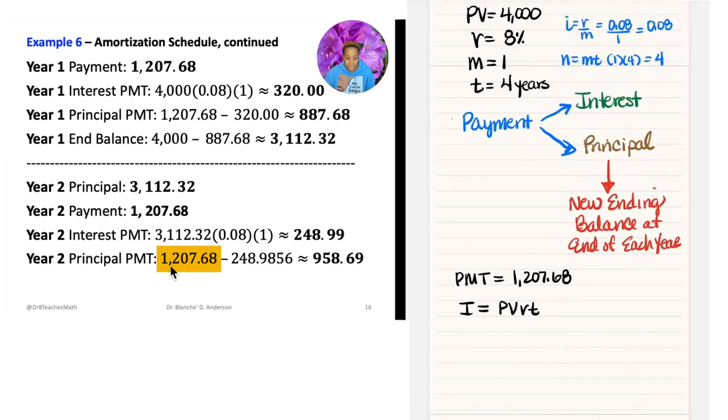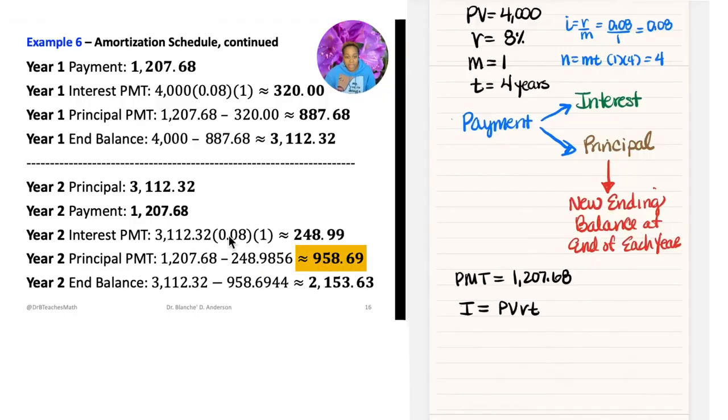So I made my payment. I'm going to subtract the amount that goes to the interest. Once I subtract that, I'm left with the amount that goes to the principal. And then I take what I had at the beginning and subtract. Notice I'm keeping all the decimal places. I subtract what went to the principal, and now my new ending balance is $2,153.63. So far, so good.